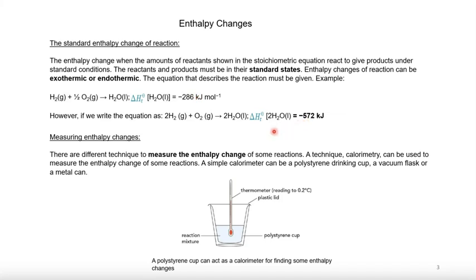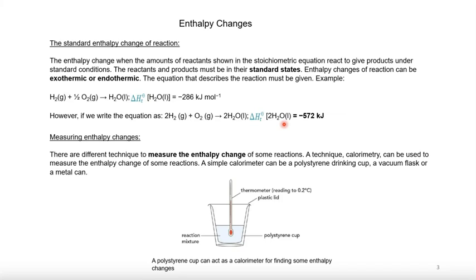So remember, for 1 mole of water, when we get it after reacting hydrogen and oxygen, we have minus 286 kilojoules per mole. But if it is 2 moles of water, it is minus 572 kilojoules per mole. Okay, now we are talking about all this theoretically, but how do we measure enthalpy changes? That is a very important thing.